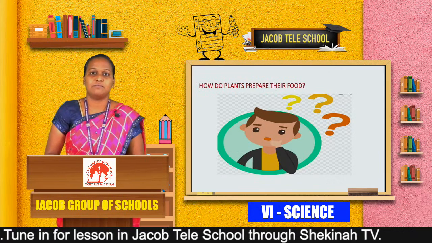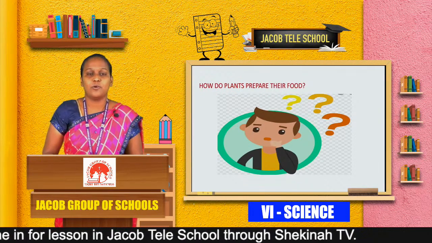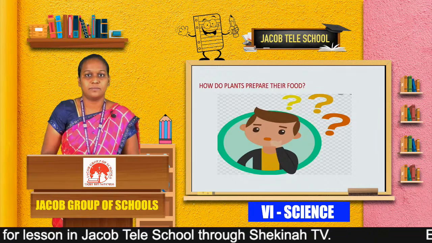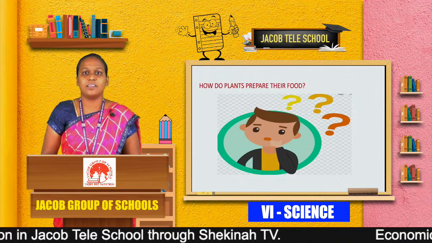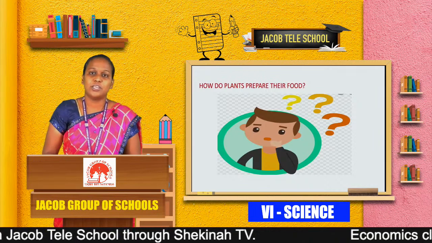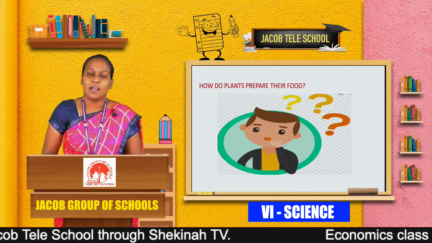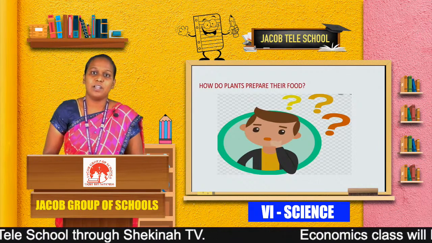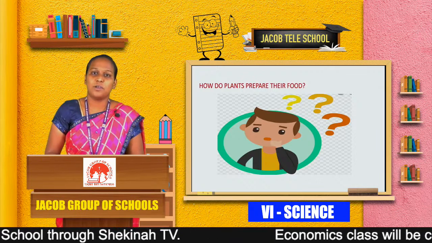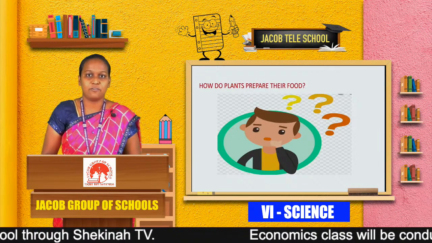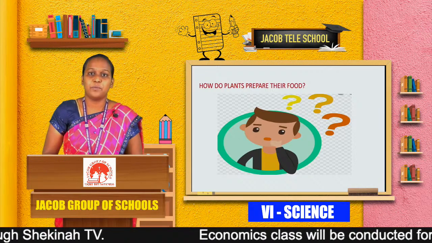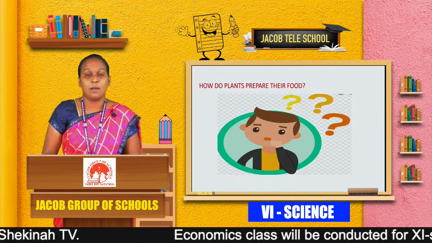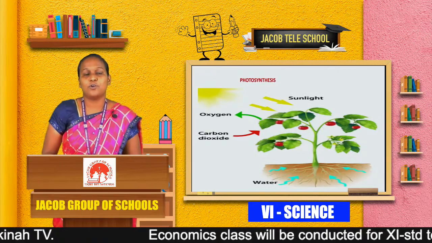Next one, look at the screen. How do plants prepare their food? Do you have any idea, children? If you feel hungry, you will ask your mother to give the food, and mother will prepare it in the kitchen and give it to you. Yes. How do the plants prepare the food? Do they have a kitchen? No. So, plants prepare the food by themselves by a process called photosynthesis.